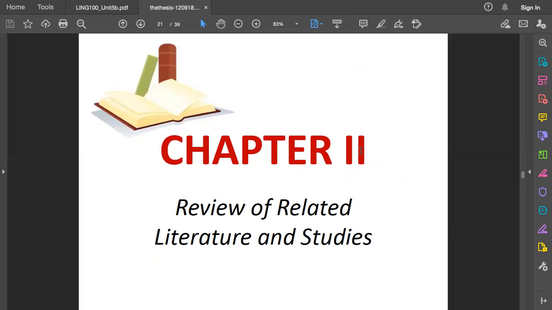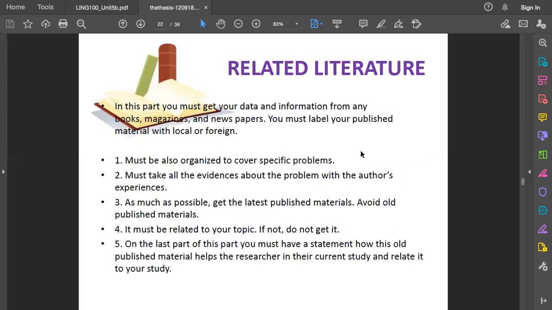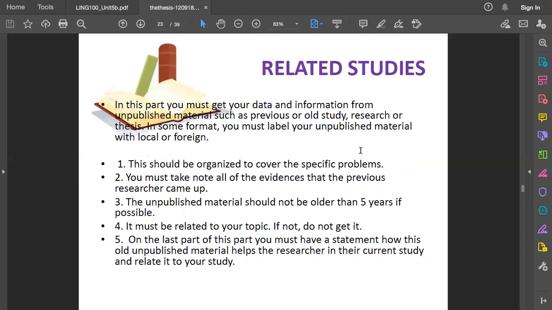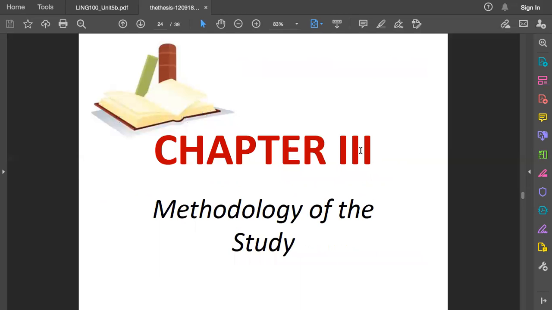Next is review of related literature. Related literature comes from books, magazines, and newspapers, the ones that are published. Related studies are unpublished ones. Pwedeng common research, empirical studies, ganun. But sometimes, mixed up na tong dalawa na to, because of the advent of the digital format.